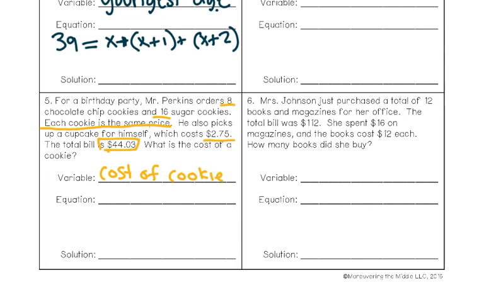So our variable here is going to be cost of cookie. And we know that at the end, the total is $44.03. So that is what's going to go in the beginning of this equation. The only thing he bought that wasn't a cookie was the cupcake, which was $2.75. We already know the price of that, so we're going to put that in. Then we're going to add in the amount of cookies that he bought. He bought 8 chocolate chip cookies and 16 sugar cookies, but it says here that each cookie is the same price, so we can lump those all in together. So we just need to add 16 and 8, which is what? He bought 24 cookies, and our variable is the price of the cookies, so we're going to put our price right there.